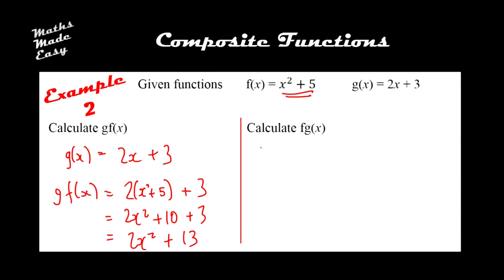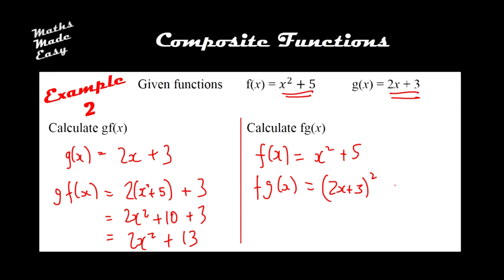For fg of x then, well, let's write out f this time. f of x equals x squared plus 5. So f of g of x, I'm going to need to write that out again, but everywhere there's an x, I'm going to write this whole function in brackets. So it's this whole function squared. So it's 2x plus 3 in brackets squared, and then still plus 5 on the end.